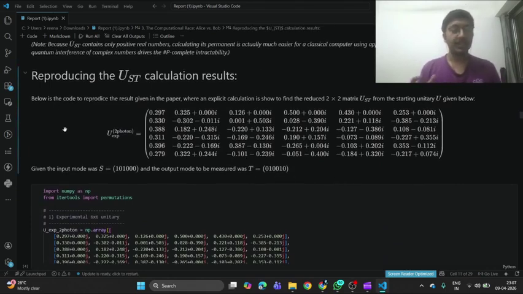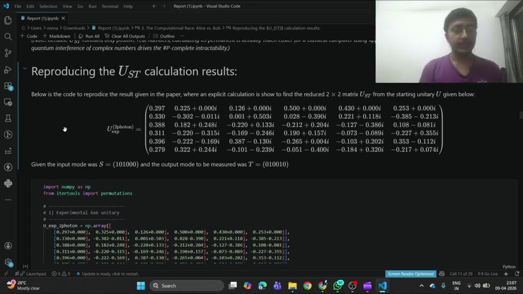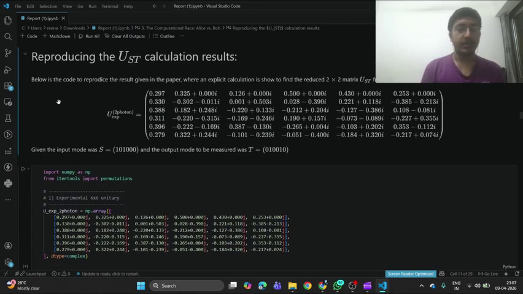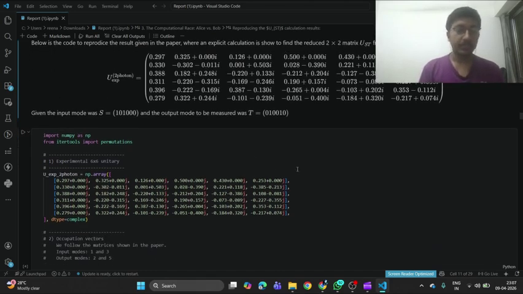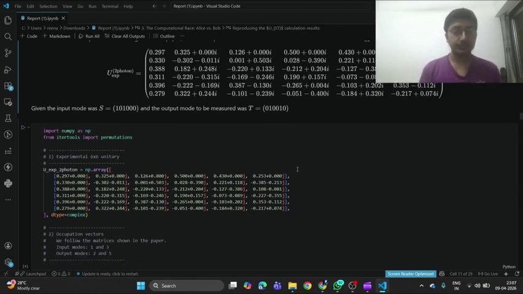To show this more concretely, we have reproduced a result that was given in the paper. In this, we have been given the matrix U that characterizes the optical circuit, and in this case we are injecting only two photons in the setup. Particularly, the input configuration was 101 and then the remaining three zeros, and the output configuration was 010010.